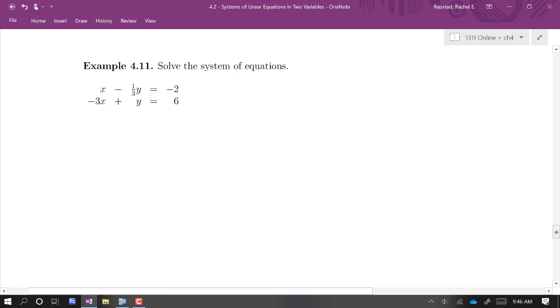Let's look at another one here. Let's solve this system of equations. Again, I'm going to choose to use elimination by addition. Looking at the x's, I have a -3x and a +1x. So I'm going to multiply the top equation by 3, but I'm going to leave the second equation alone. So 3x minus y equals -6, and then -3x plus y equals 6.